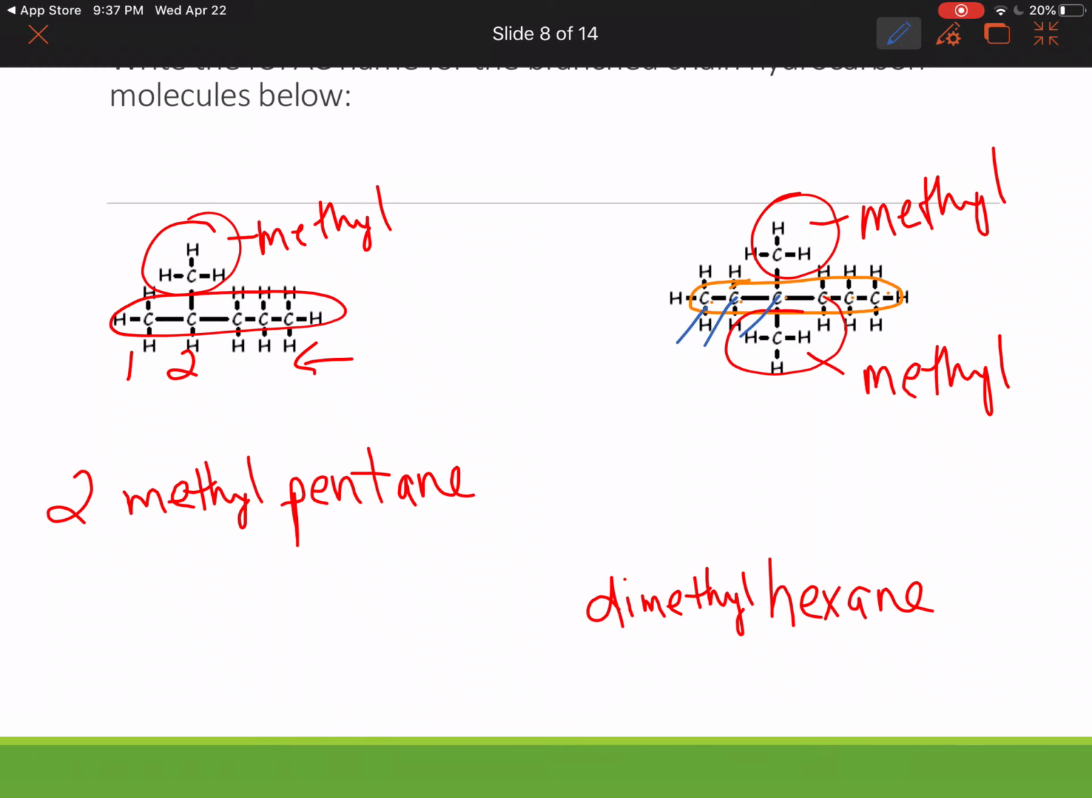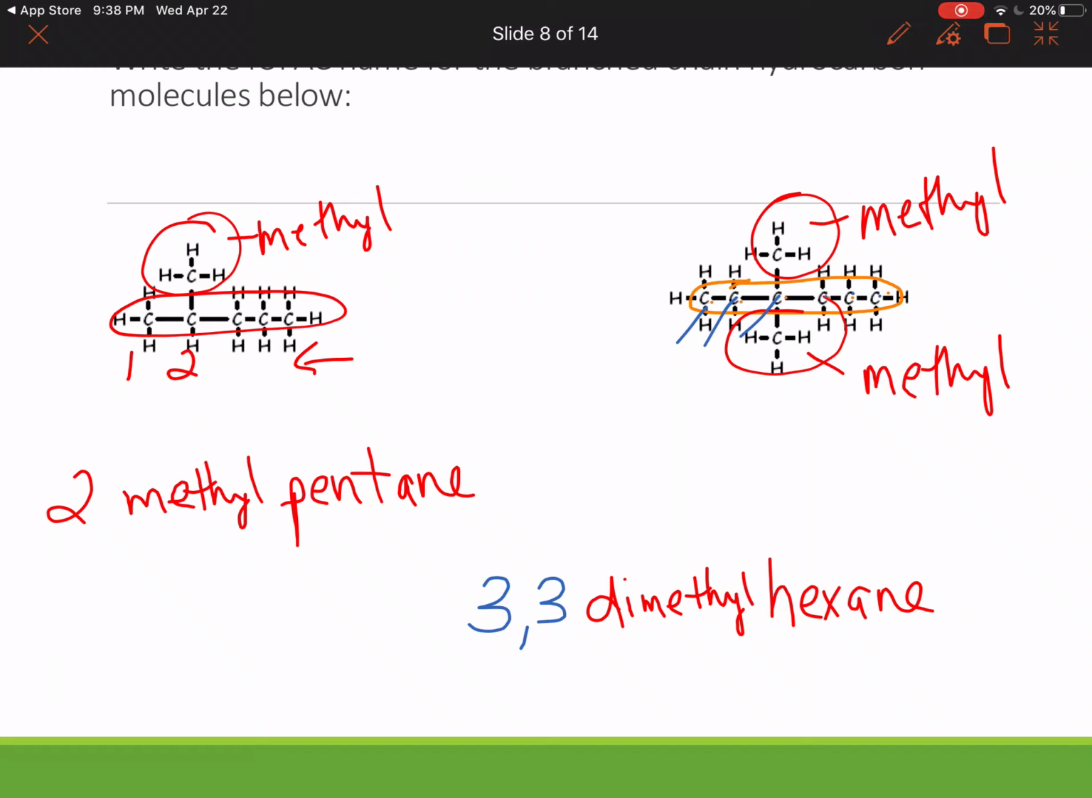If I count from the right, I'd get 1, 2, 3, 4. So no good. So on carbon 3, I have a methyl. And on carbon 3, I have another methyl. Do I have to write both numbers? Yes. Each methyl gets its own number. Okay, very important. Even if it's the same number, each methyl gets its own number.